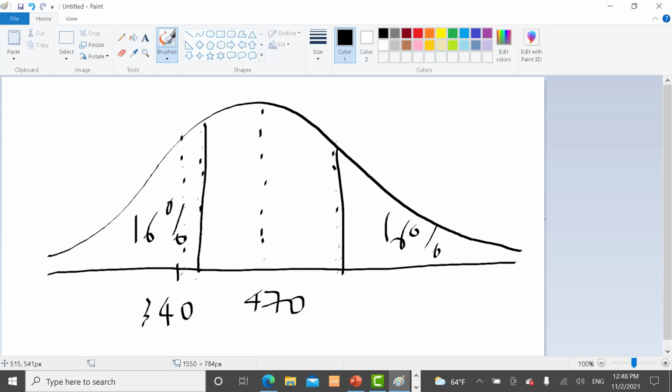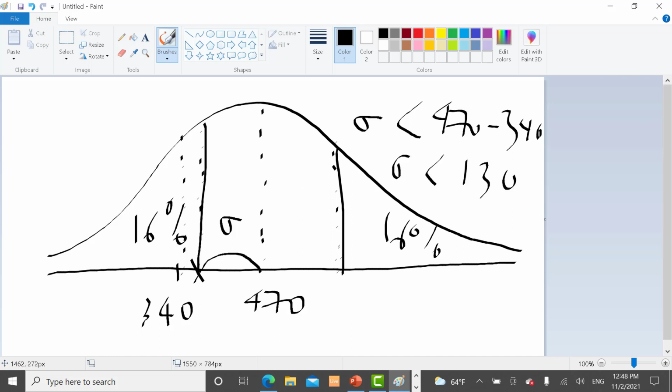And we see that 340 should be less than this point. And this point is where we have 470 minus sigma. See that? So sigma should be less than the distance between 340 and 470. Sigma is less than 470 minus 340. So sigma should be less than 130. And that's why we go for choice A.